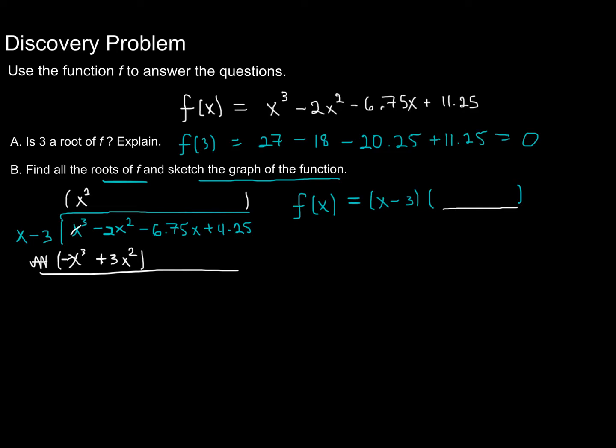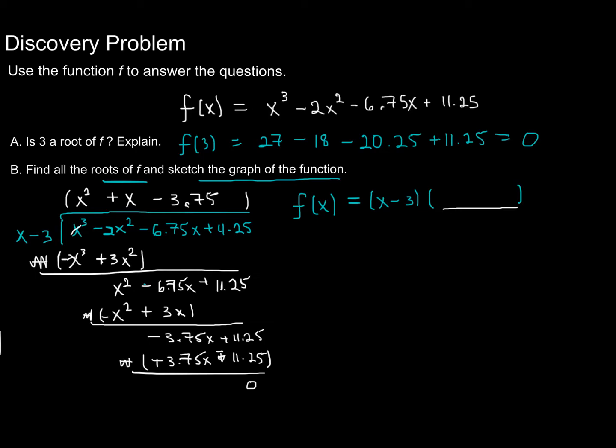Now I have negative 2x squared plus 3x squared. That's going to be positive 1x squared. And that makes sense because I had negative 3x squared and I needed negative 2x squared. So from my next multiplication, I get a positive x squared, and I'll be in good shape. And then, of course, I still need all of this: negative 6.75x plus 11.25. All right, so at this point, I'm going to skip ahead to the final answer so that we can make sense of it.